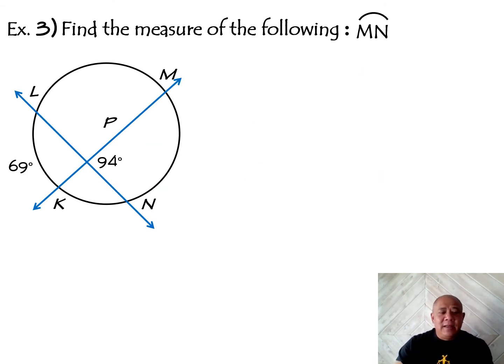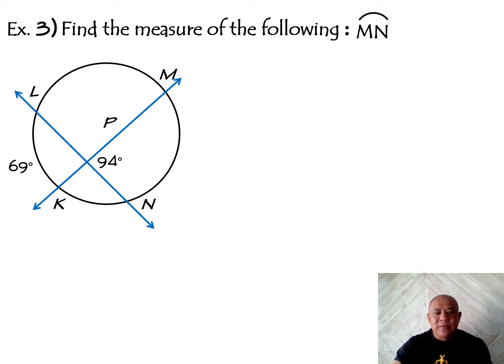It says find the measure of arc MN. In this case, we're given the angle on the inside and we're given the arc on the left, but we're not given the arc on the right. So what do we do? Remember, we have 2 theorems, angle on the inside and angle on the outside. Since the angle is on the inside, we're going to use the formula for angle on the inside, which is the addition one, right? Remember, angle on the outside is subtraction.